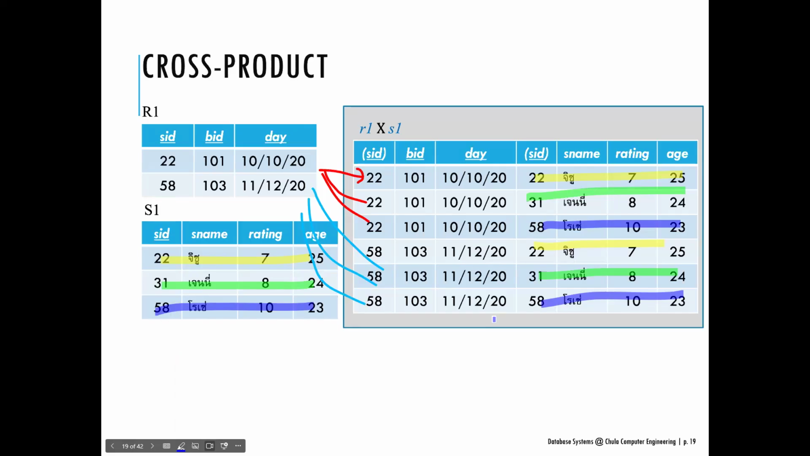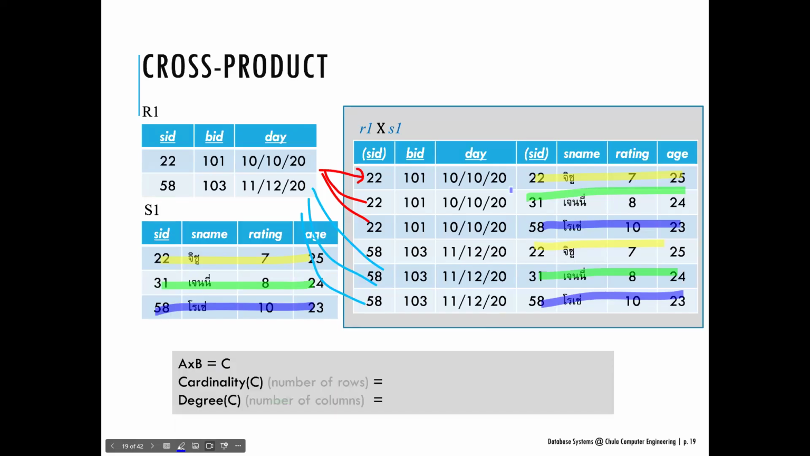So basically, if you want to know how many lines there are, there are 2 terms here, cardinality and degree. Cardinality is how many rows there are after you do the cross product. So let's say that I have A cross product with B equals C. The cardinality would be the number of rows. So there are 2 rows from R1 and 3 rows from S1, so you have 6 rows altogether.